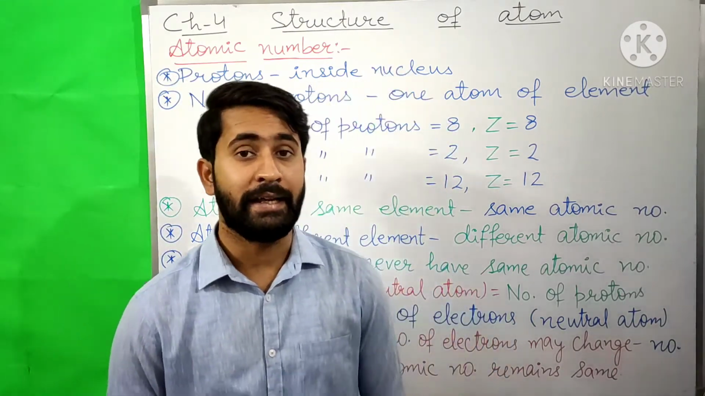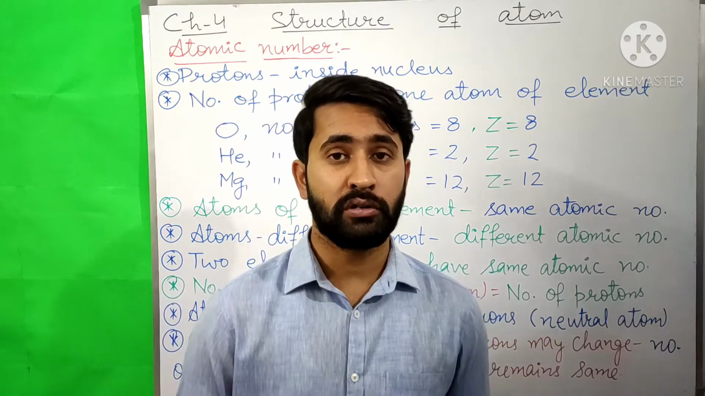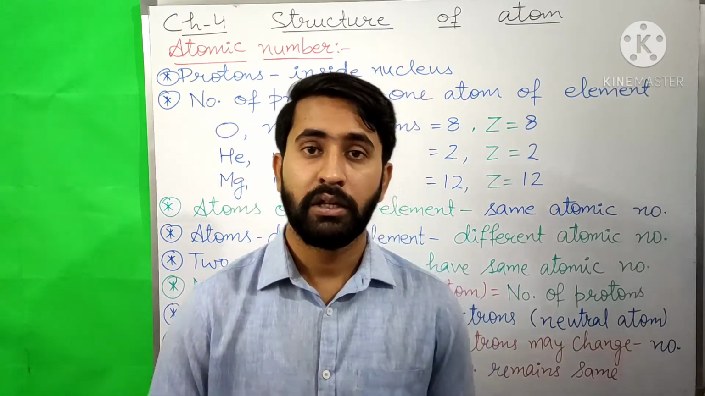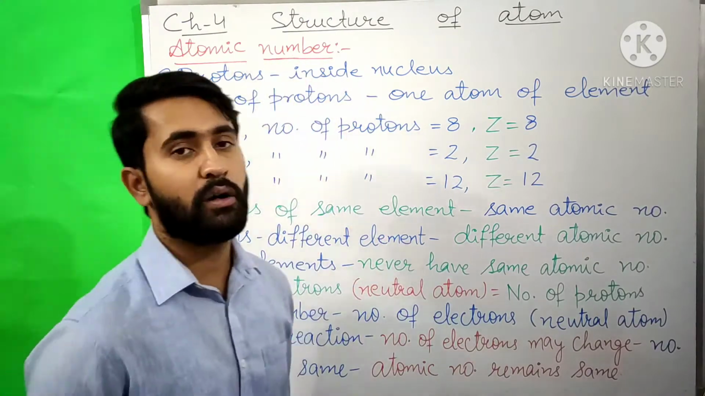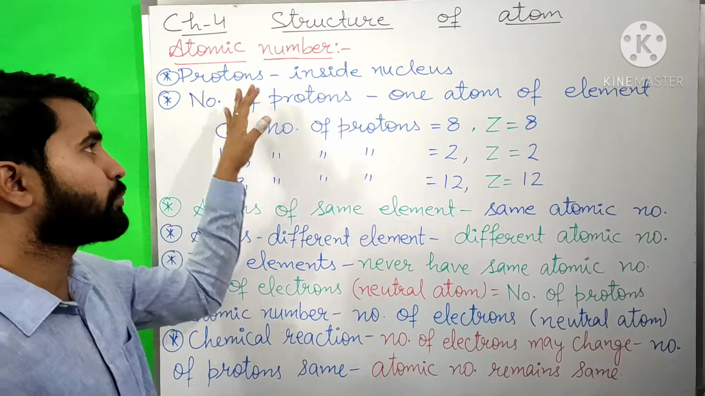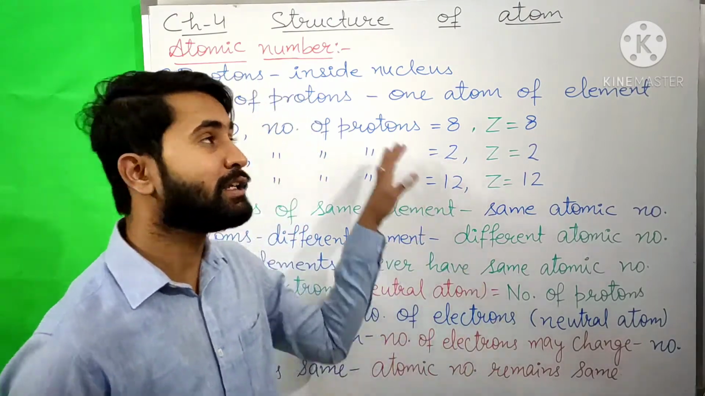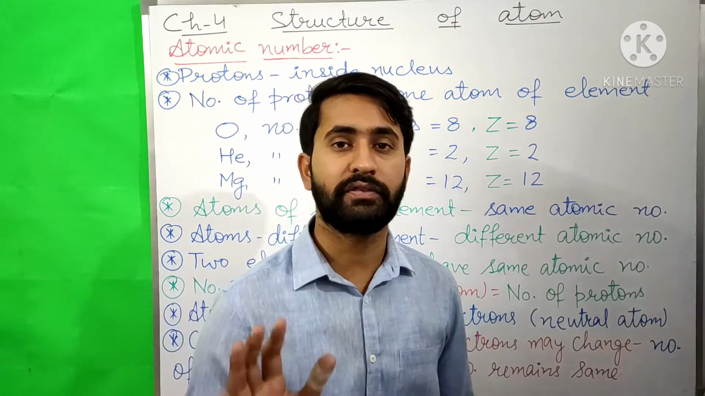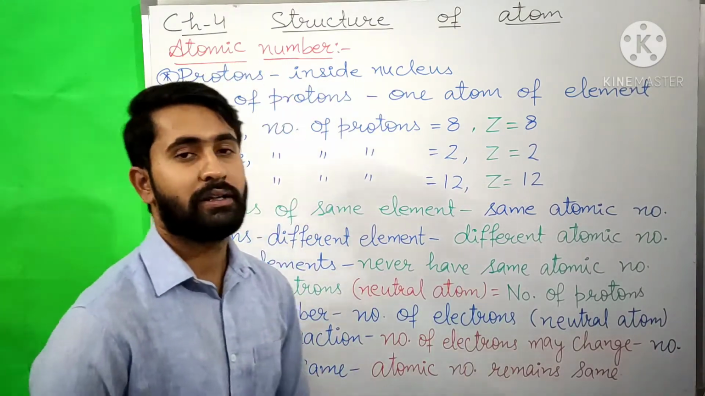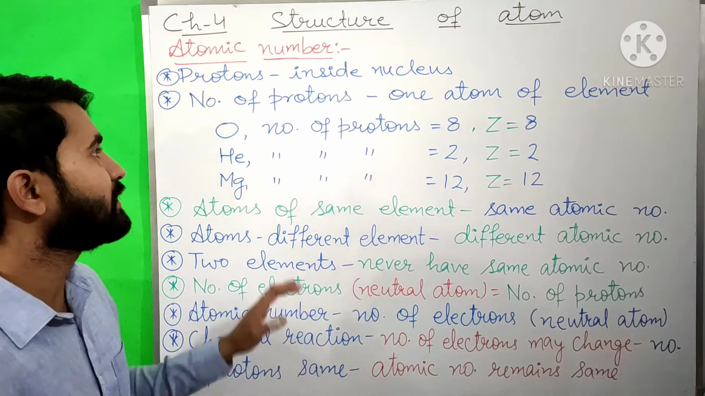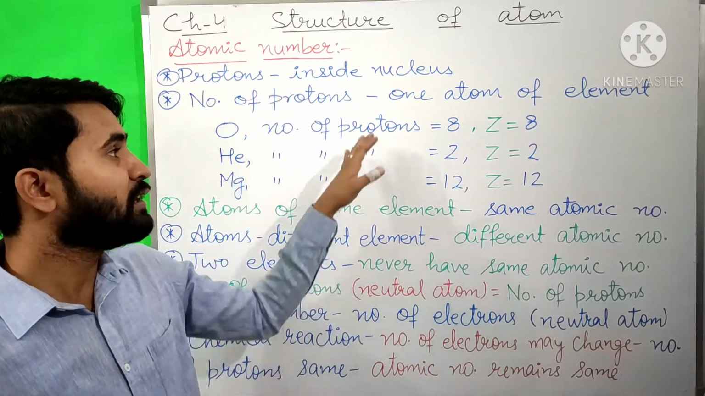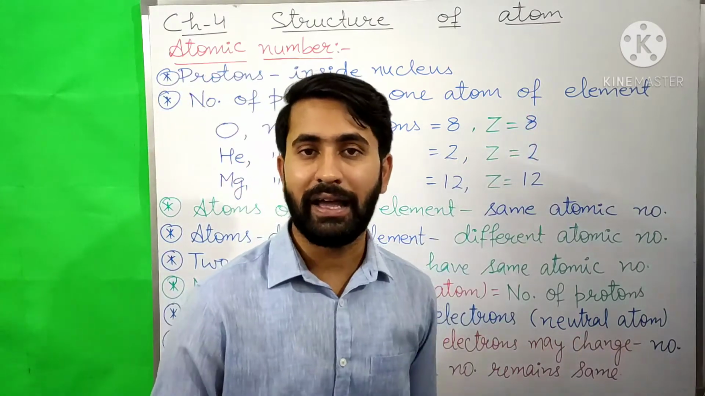We know that in an atom, the protons are present inside the nucleus of an atom. So the atomic number of an element is decided by the number of protons inside the nucleus of an atom of that element. So the atomic number of an element can be defined as the number of protons that are present inside one atom of an element.